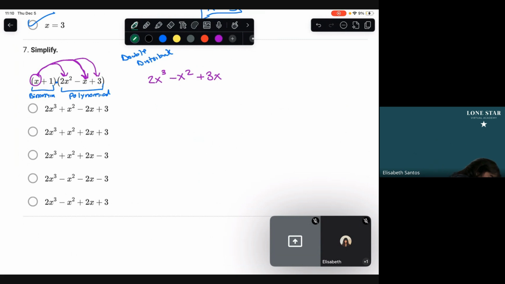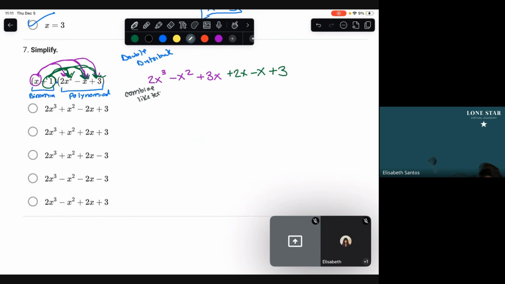Okay, and then we're going to do it with the second term of the binomial. We're going to multiply each here. So 1 times 2x squared is 2x squared. 1 times negative x is negative x. 1 times 3 is 3. Okay, now we're going to combine like terms.